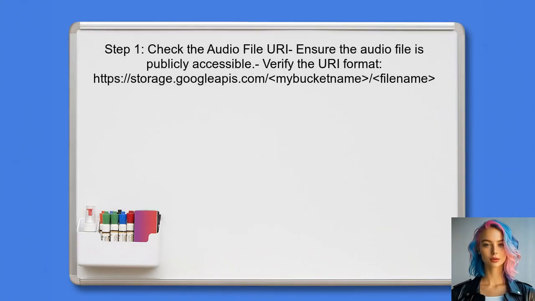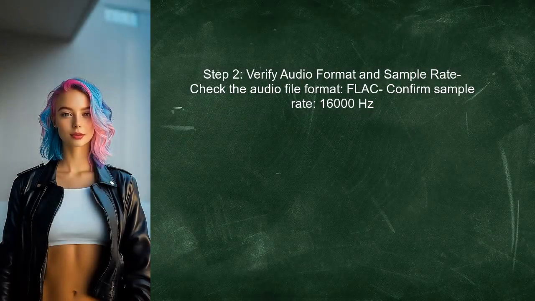To begin resolving the invalid argument error, the user should first check the audio file's URI. It must be a publicly accessible URL. Ensure that the audio file is correctly uploaded to Google Cloud Storage. Next, the user needs to confirm that the audio file format and sample rate match the configuration specified in the request. The encoding should be FLAC, and the sample rate must be set to 16,000 Hz.